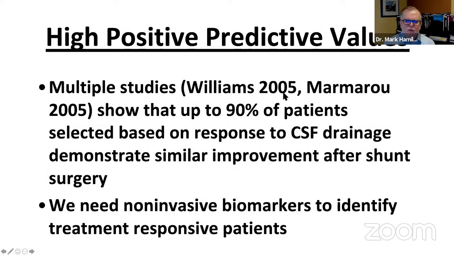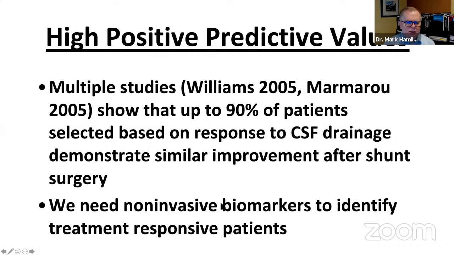There's 2005 Williams, Marmarou 2005 Williams, and I'll show you some local data from Calgary that show up to 90% of patients selected on the basis of CSF drainage demonstrate similar improvement after a shunt. So I tell patients when we're doing a lumbar drain that this mimics a shunt. If they get a response, we can almost always reproduce that with shunt treatment. It also opens your eyes to this being not just a bad choice of operation for a patient, but probably a shunt-related problem and a shunt function problem. So you focus on that rather than that you picked the wrong patient.